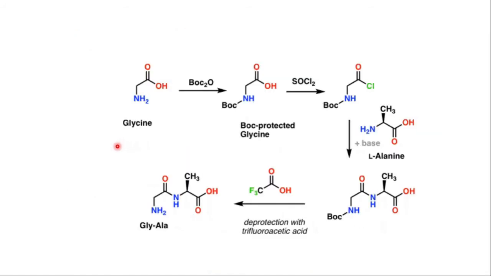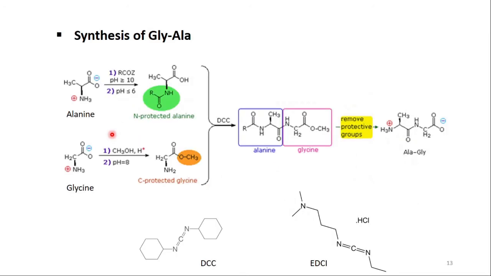So you can start with glycine or you can start with alanine, whichever is okay. If you see it here, you started with alanine. Alanine's NH2 is protected, converted to an amide group, that is CONH. You reacted with RCOZ, RCOCl or RCOBr, whatever it can be. So you will get NHCOR.